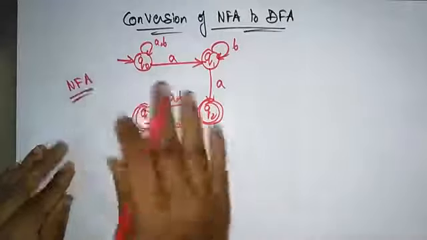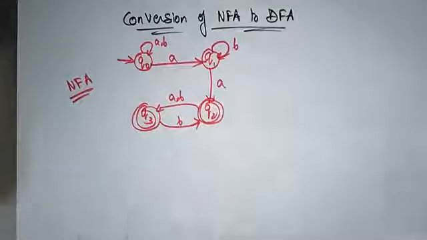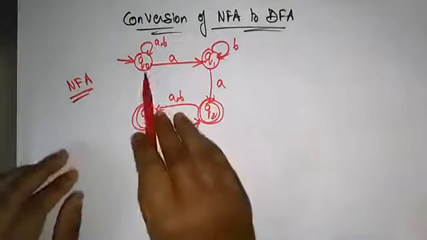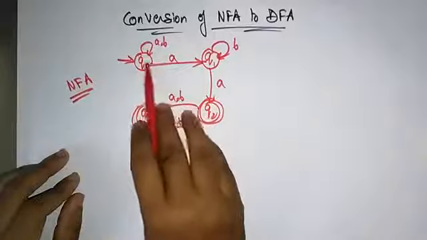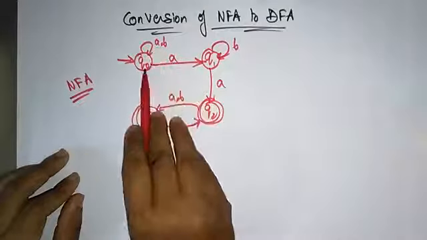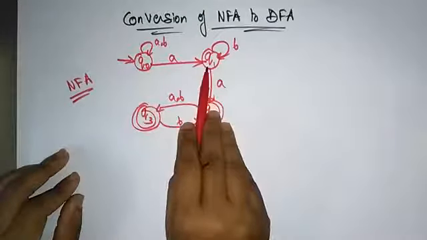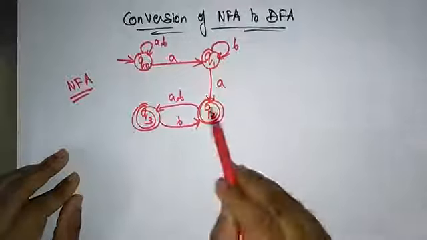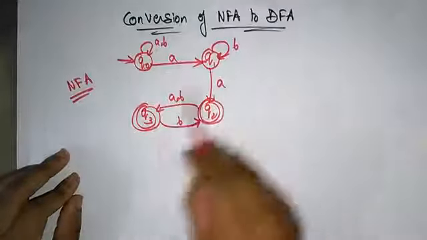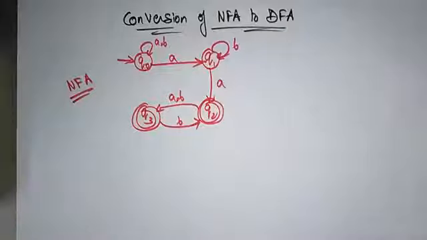Now I want to convert this NFA into DFA. It is not a DFA, and I can clearly say why. Because here on A, multiple paths are there. For the single input A, I have multiple paths, Q0 as well as Q1. So if multiple paths are there, it is an NFA, not a DFA.